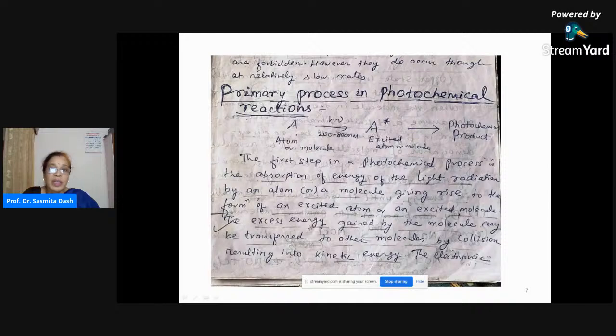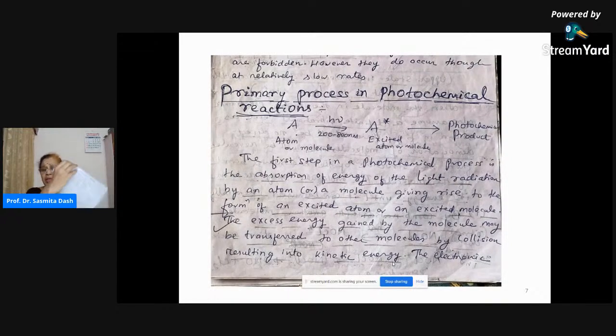The first step in the photochemical process is the absorption of light energy. An atom or molecule with h nu absorption in the range of 200 to 800 nanometers becomes excited or activated, and after that it goes to the photochemical product. So it gives rise to an excited atom or excited molecule, and the excess energy gained by the molecule may be transferred to other molecules by collision, resulting in kinetic energy.